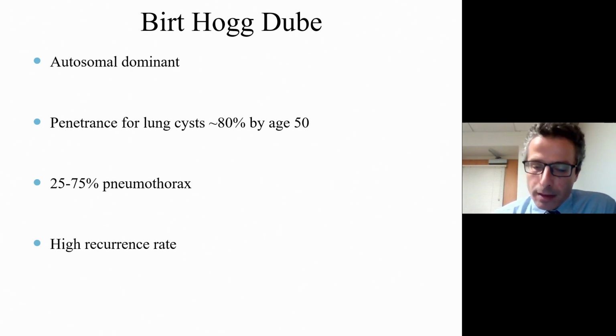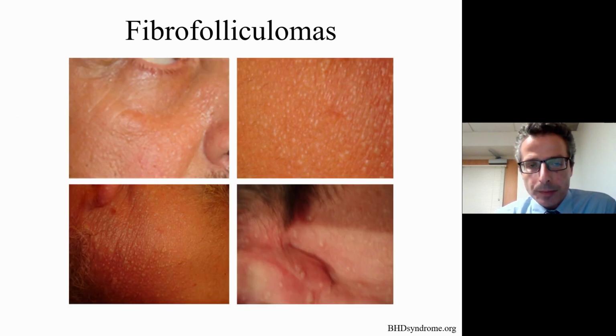Pneumothorax: there's a wide range in the literature on how many patients develop pneumothorax, somewhere between 25 and 75%. And similar to LAM, if they develop a pneumothorax, the recurrence rate is very high, and it needs to be dealt with relatively aggressively.